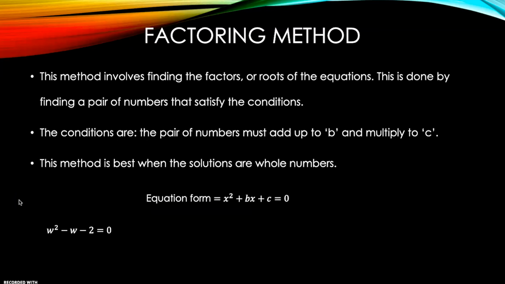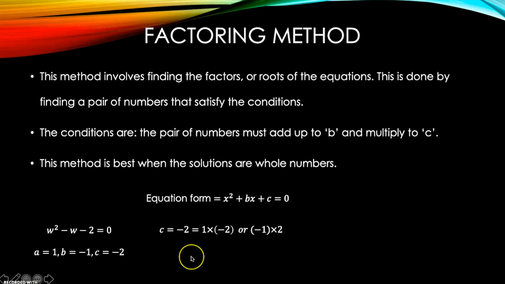W squared minus w minus 2 equals 0. So we have a is 1, b is negative 1, and c is negative 2. We need to find a pair of numbers that multiply to c and add up to b. We want to find c first because there are only a few ways to multiply whole numbers to get a particular number, while there is an infinite amount of ways to add or subtract new numbers to get a particular number. So we know that c is negative 2, and there's only two ways to get negative 2 with whole numbers, that being 1 times negative 2 or negative 1 times 2.